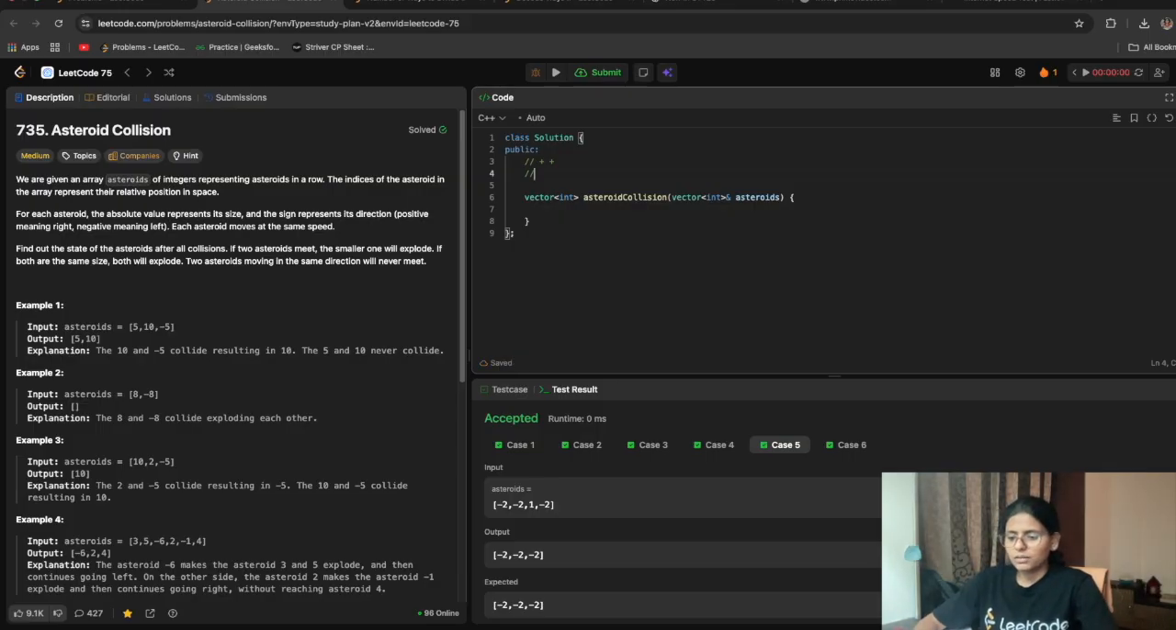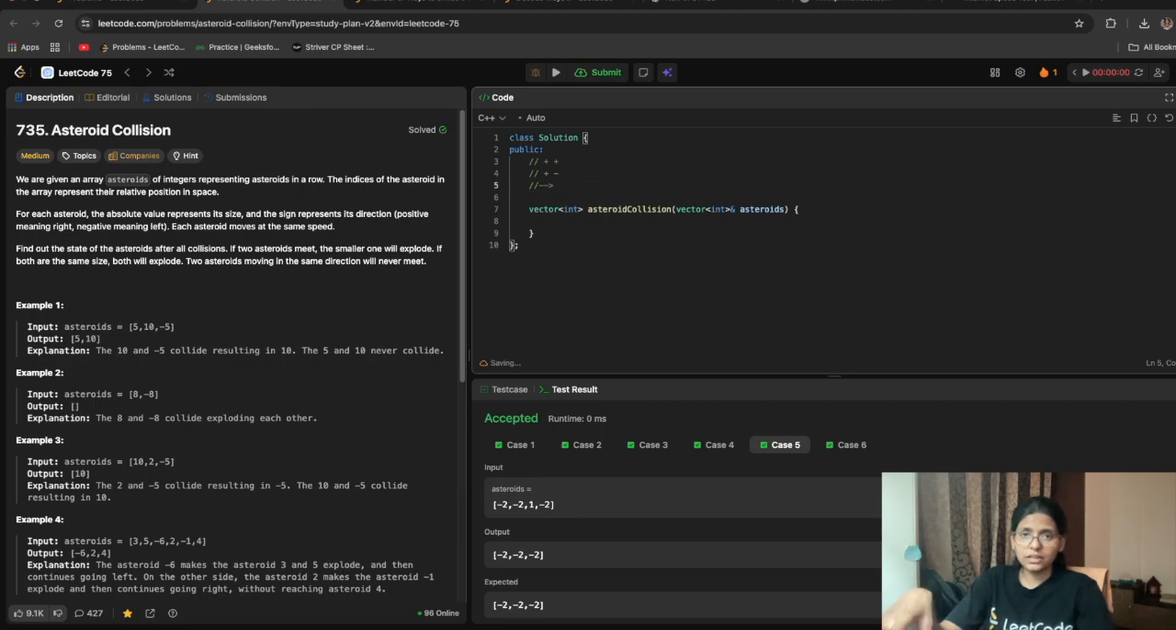Then what if the previous one has a plus sign? That is, the previous asteroid is going in the right direction, and the current one is going in the left direction, then they will collide, right? Plus means it's going in the right direction, so it will look like this. And the current asteroid, going in the left direction, will look like this. As you can see, both arrows are coming towards each other, so the collision will occur. If our asteroid satisfies this condition, then we can say collision is certain.